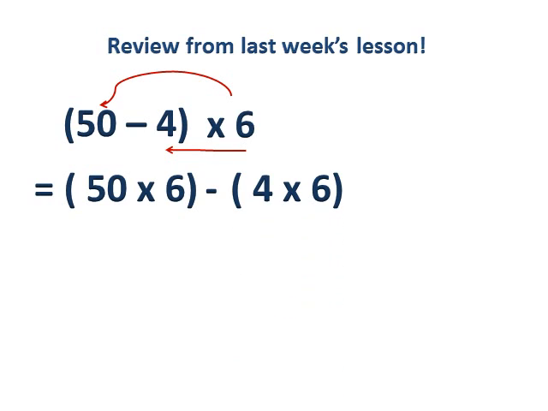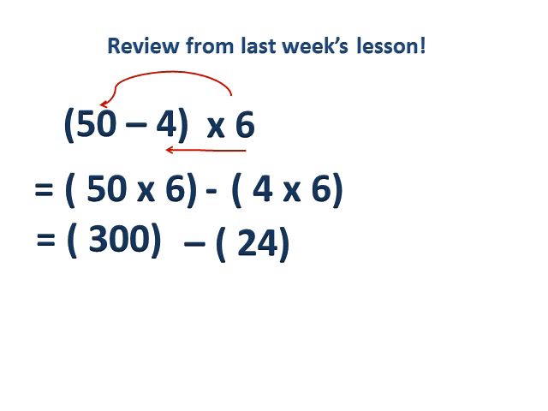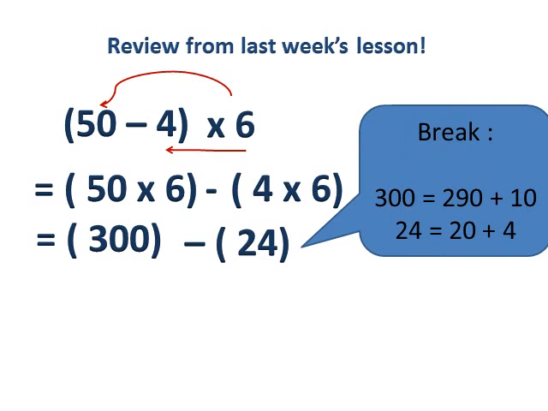Okay, do you understand that part? Alright, so we solve each operation inside the parentheses. We have 50 times 6, that's 300, minus 4 times 6, that's 24. The next step you can of course skip if you can do 300 minus 24 in your head, which would be much better. But if you're having a hard time subtracting this in your head, what you can do is break down 300 into 290 and 10.